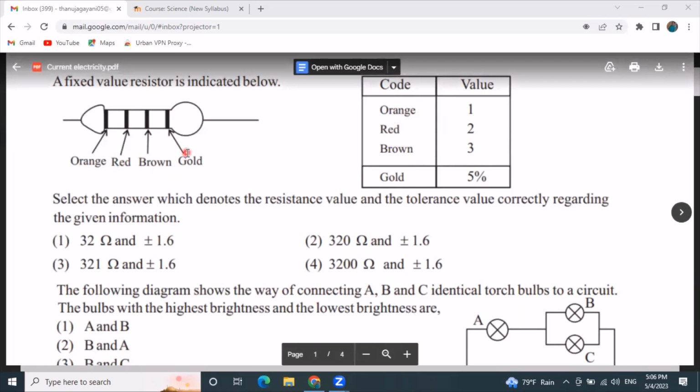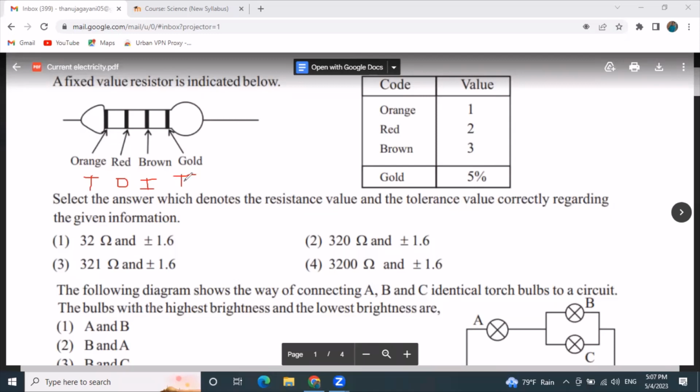Then to find the value of a fixed value resistor, we use the color code system called the 4 color code system. The first color code from left to right is the tens place, the second color code is the ones place, the third one is the index value, and the last one is the tolerance value. We can remember it as tens place, ones place, index, and tolerance value.